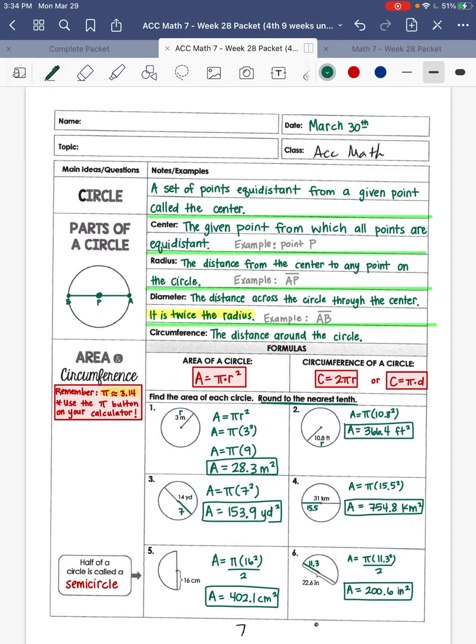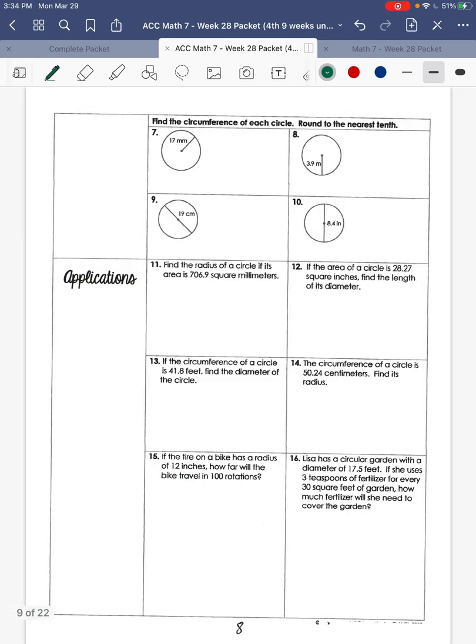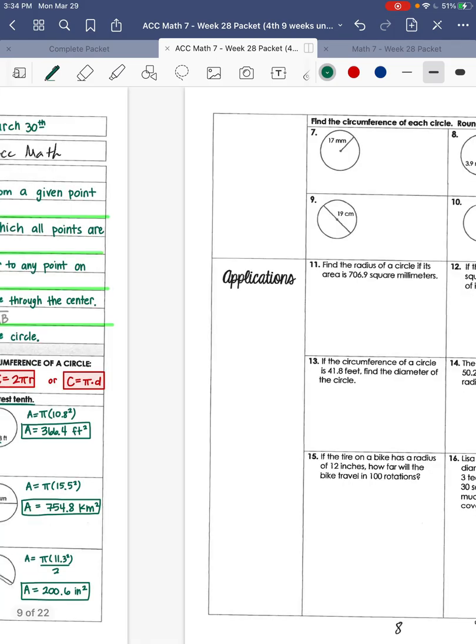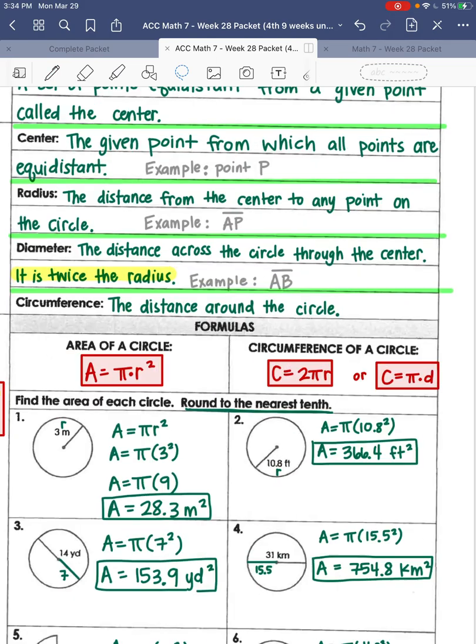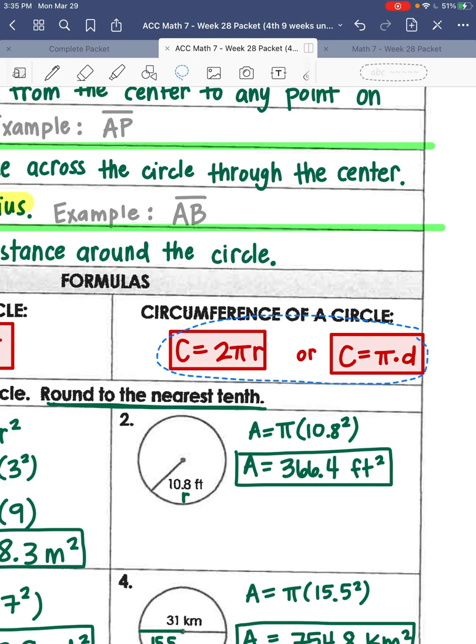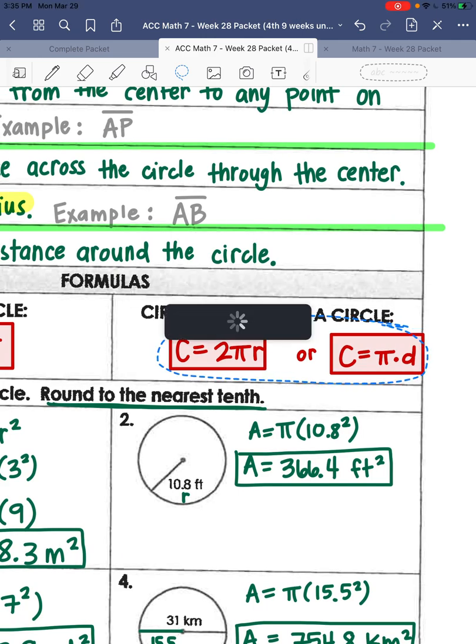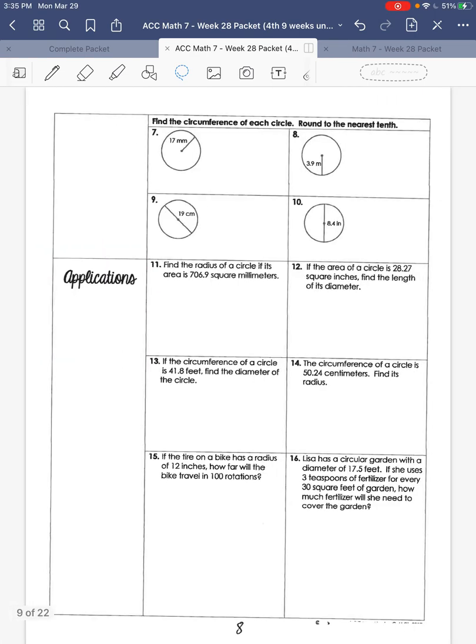Okay, moving on to page 8. So now we're told to find the circumference of each circle. And again, to round to the nearest tenth. So we're just rounding to 1 decimal place. Now, one thing that I'm going to do, since we wrote the circumference formulas over here, I'm going to use a little bit of teacher magic. I'm going to copy that and paste it over here where we can easily see the circumference formulas.